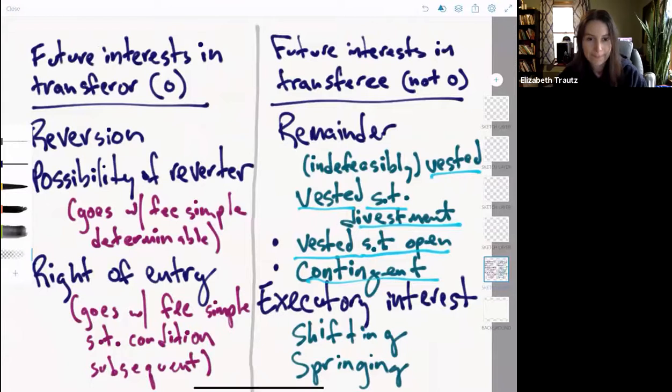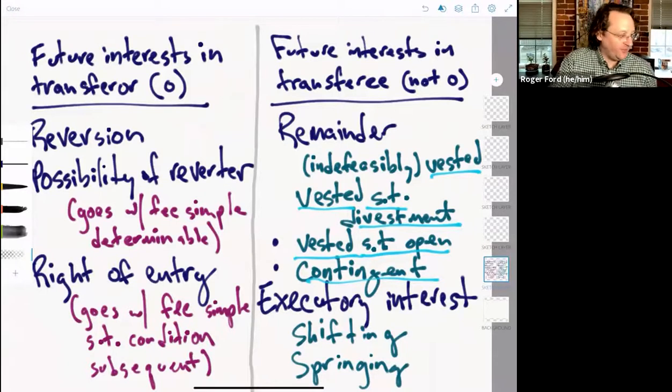Thank you. Okay, so this is the summary that I've gone back to a couple of times now of all of the types of future interests. And we've worked through problems on all of them except for our last set, which is on executory interests. So let's turn to 292 where we've got a set of problems on those.